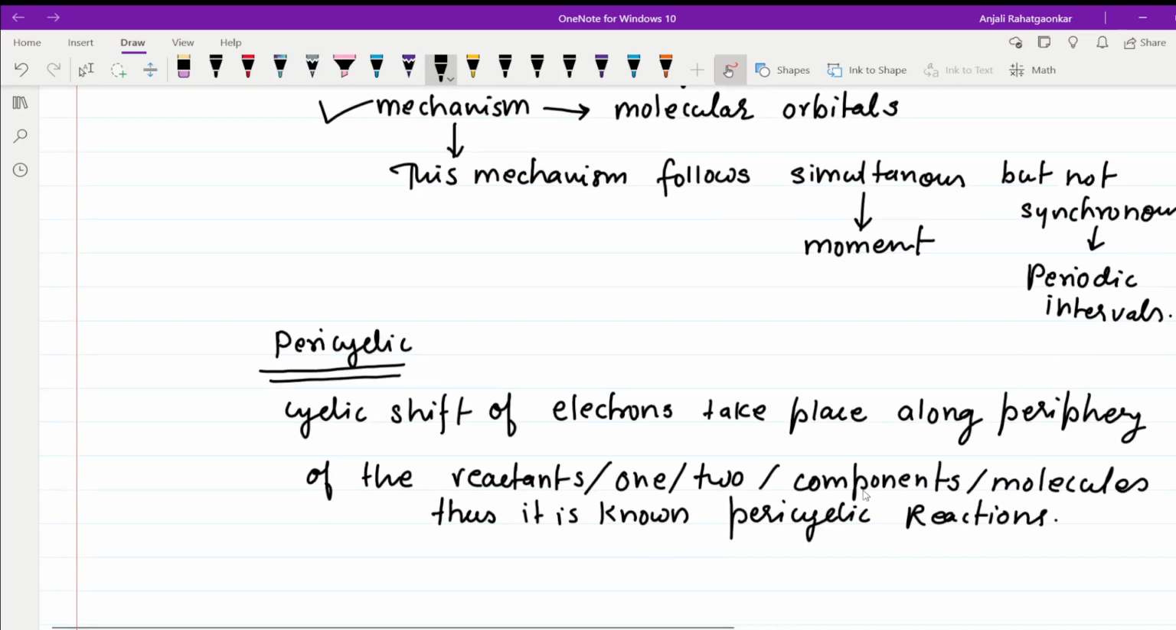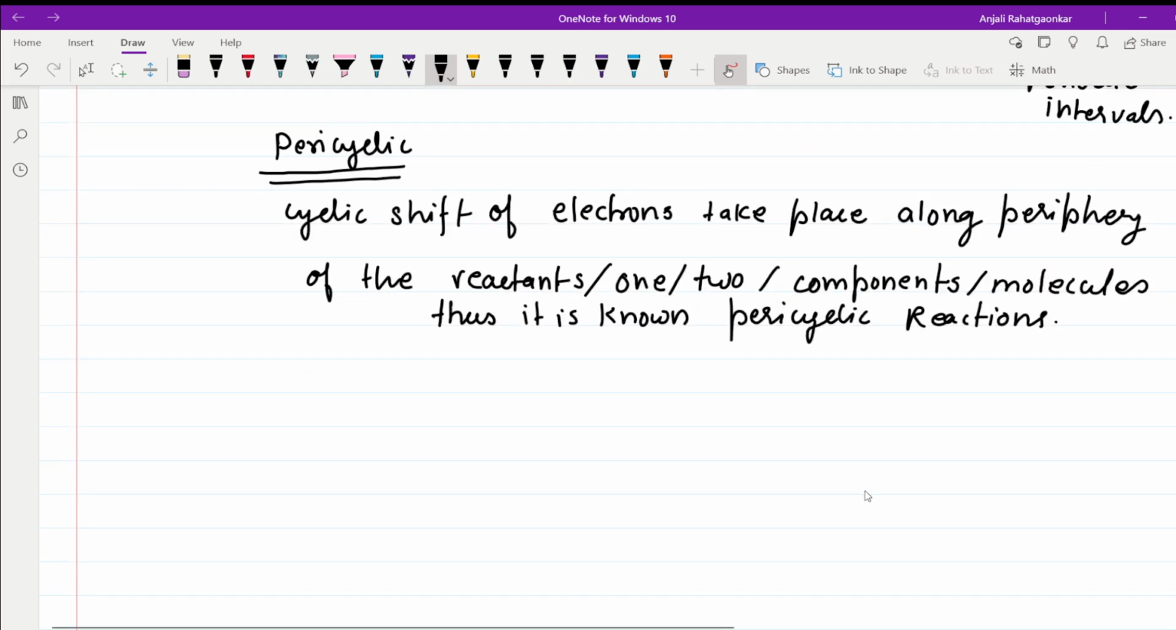Another point we revealed is why these reactions are called pericyclic reactions: because there is a continuous cyclic shift of the electrons along the periphery of the reactants or the molecules or the components. Thus, they are known as pericyclic reactions. So, let us see some examples of how they can be seen.